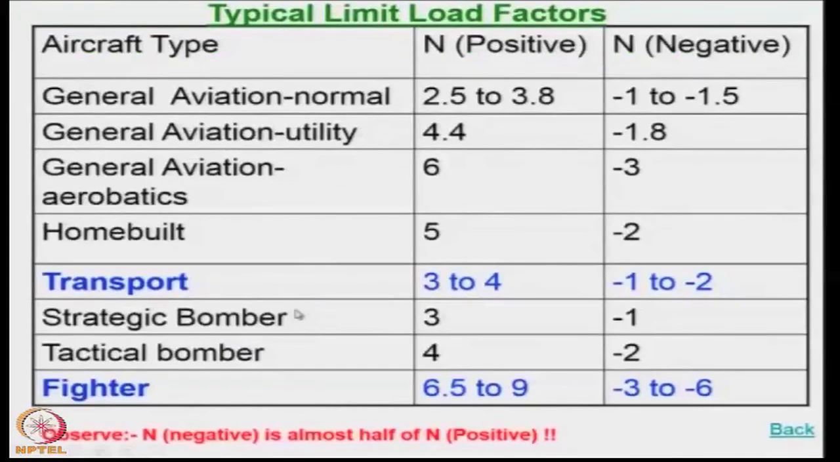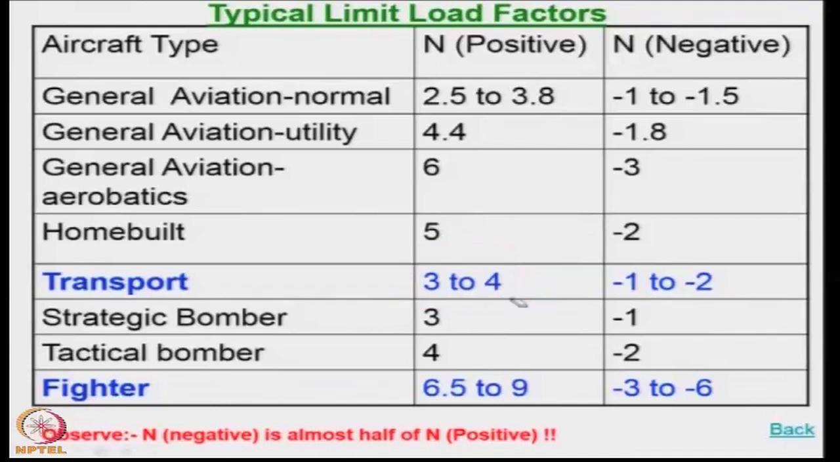So, there is a table which lists the typical limits on the load factors depending on the aircraft type. If you have a general aviation aircraft under categories of normal, utility and aerobatic, you have an increasing value of the positive load factor. In the case of a normal aircraft, the load factor varies from 2.5 to 3.8 using a standard formula. If it is a home built aircraft, the maximum value is normally kept at 5.